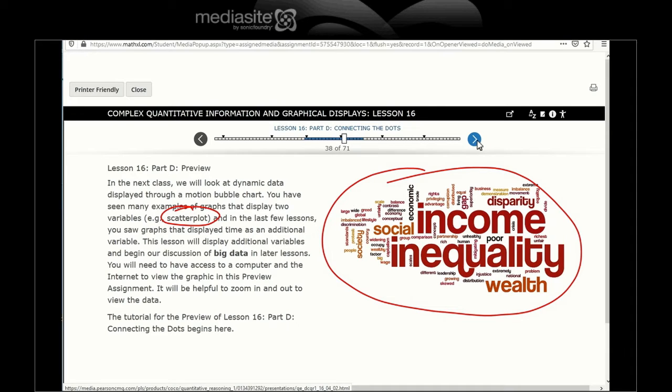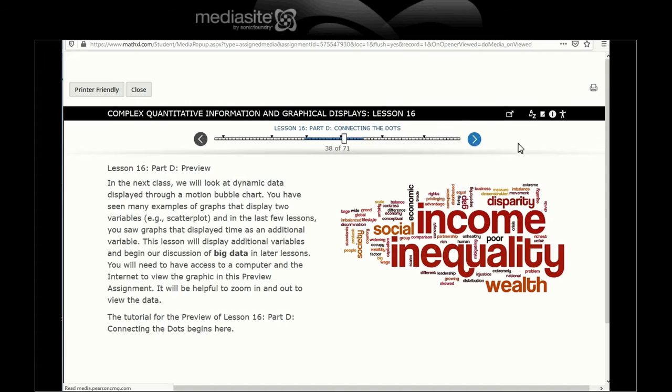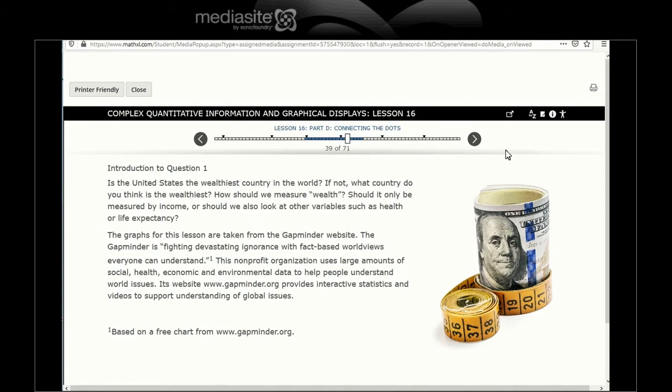You need to have access to a computer and the internet to view the graphic in this preview assignment. It will be helpful to zoom in and out to view the data. The tutorial for preview lesson 16 part D, connecting dots, begins here. Elixir of life. So let's see.